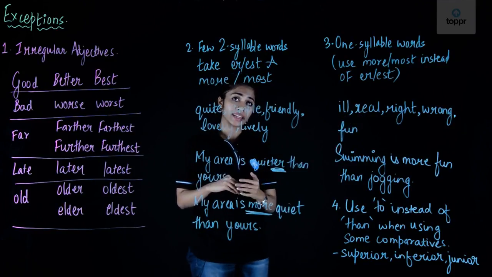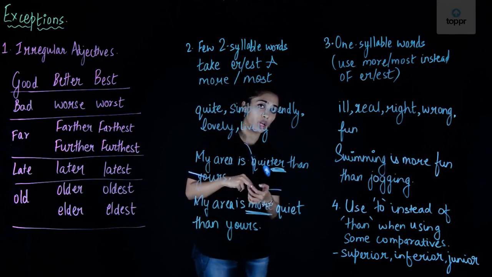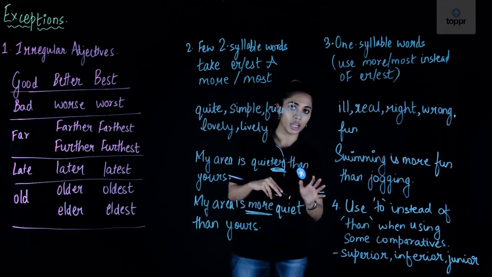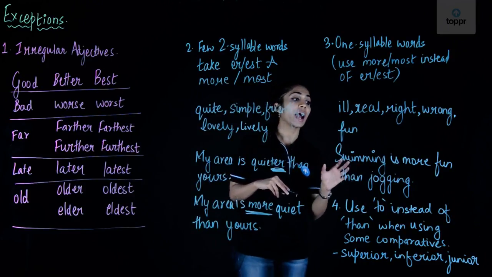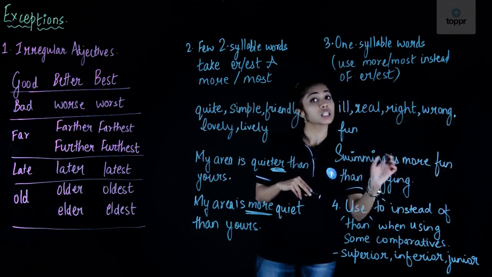Let's take a look at an example. Swimming is more fun than jogging. So we won't say swimming is funner than jogging. We would add more to the one-syllable word: funnier. This is the third exception.